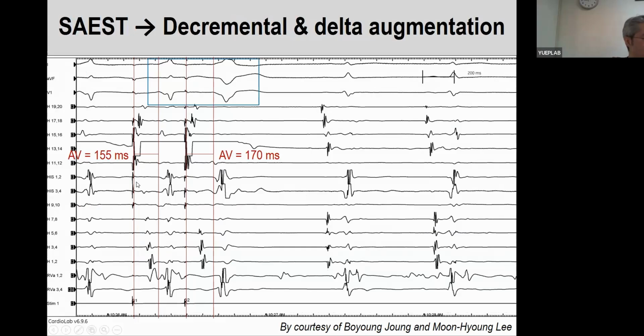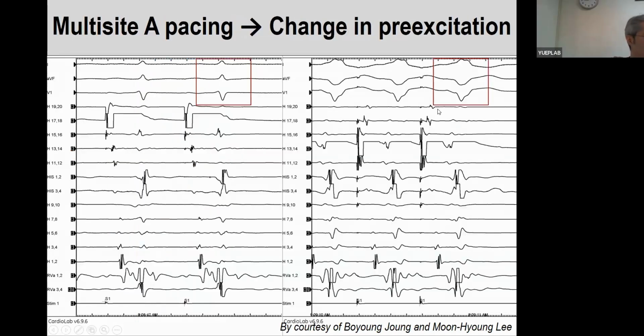During A pacing, surprisingly, we can see the delta wave during A pacing and decremental conduction. Like this, the AH interval is prolonged after S2 pacing. However, in sinus rhythm, no delta wave. So we performed multi-site A pacing. High RA pacing, no delta wave. Low RA pacing, you can see the delta wave augmentation.